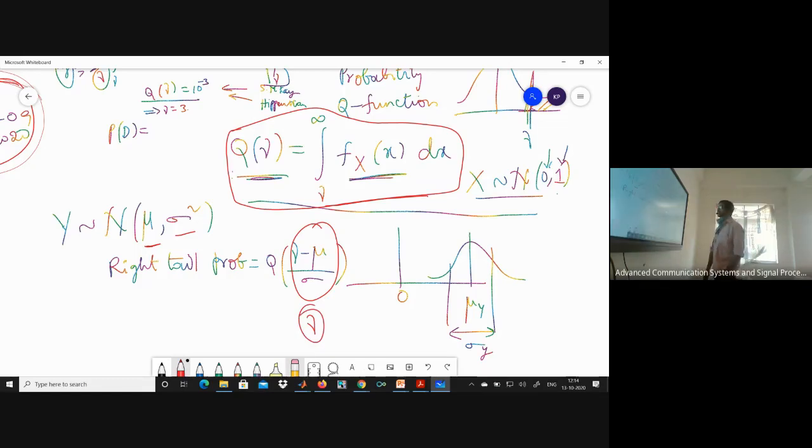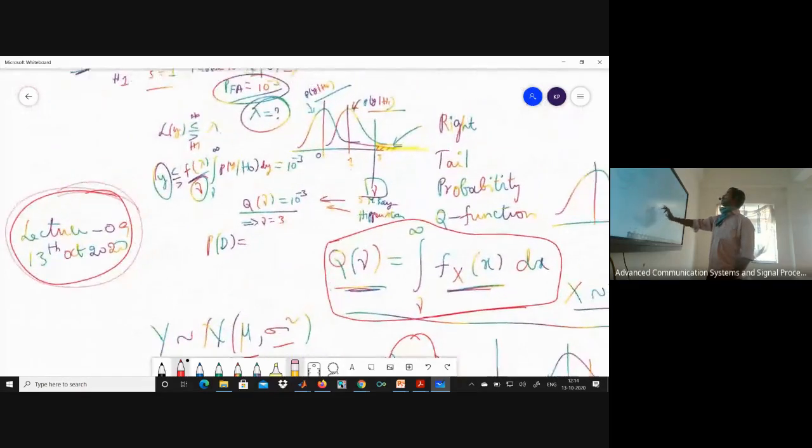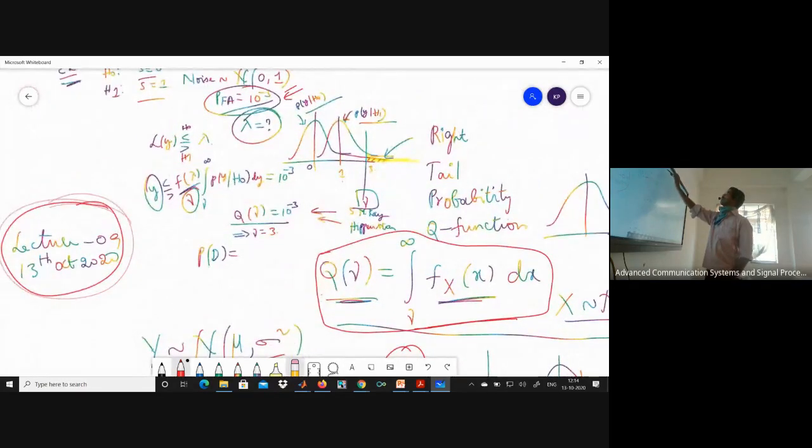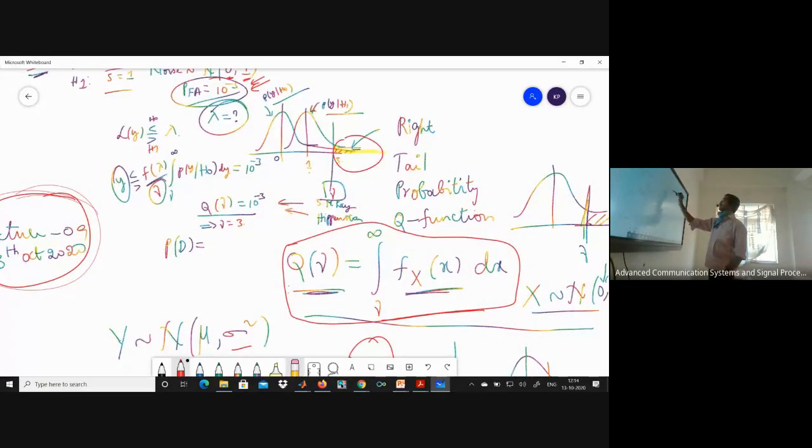We will try to take one example. Okay, no need to worry about this thing. The very first thing I would like to do now is link this Q function value with the probability of false alarm. Actually, the probability of false alarm is the right tail probability of the standard normal distribution with mean 0 and variance 1. That is nothing but the area under this curve. So you can straight away say that Q of gamma is the probability of false alarm.